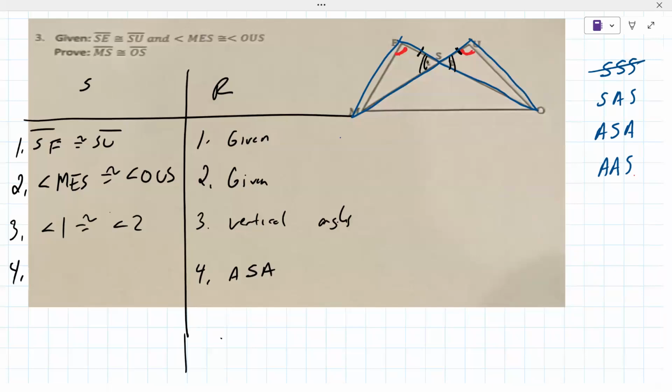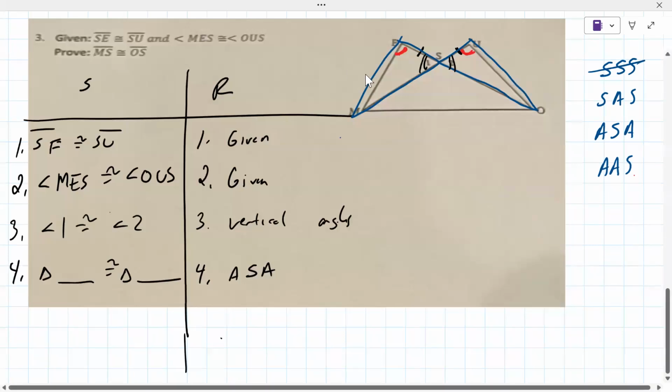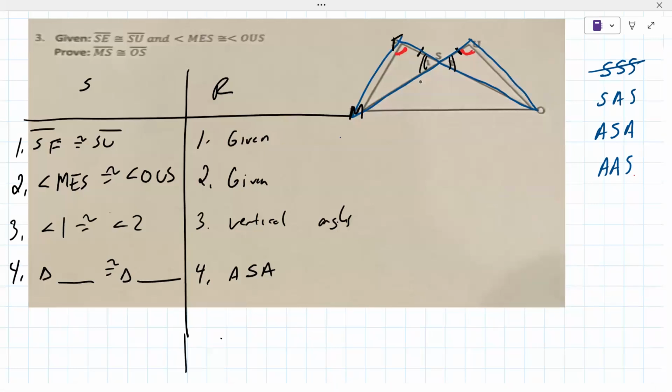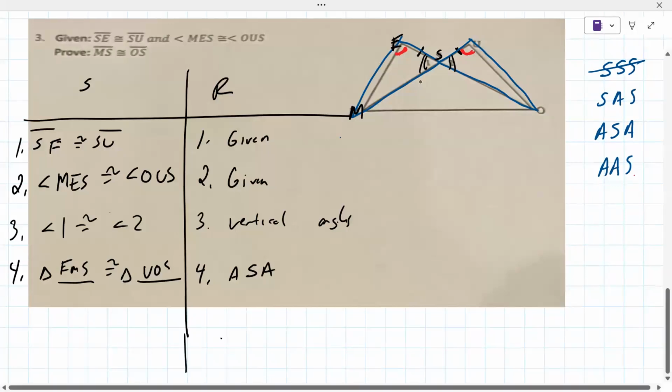Triangle order matters here. So give me the letters of the two triangles that are congruent here. Okay. Triangle EMS is congruent to triangle UOS. That does work. Very good.